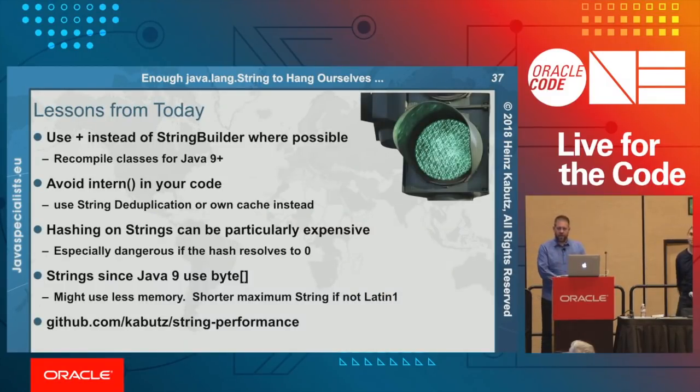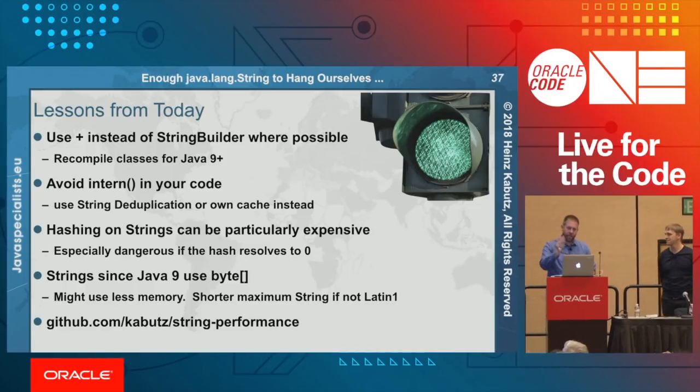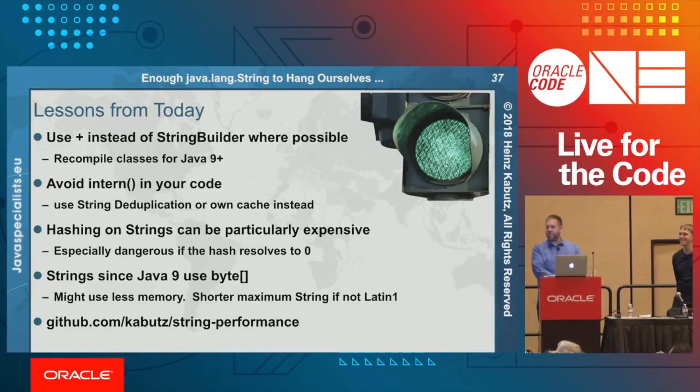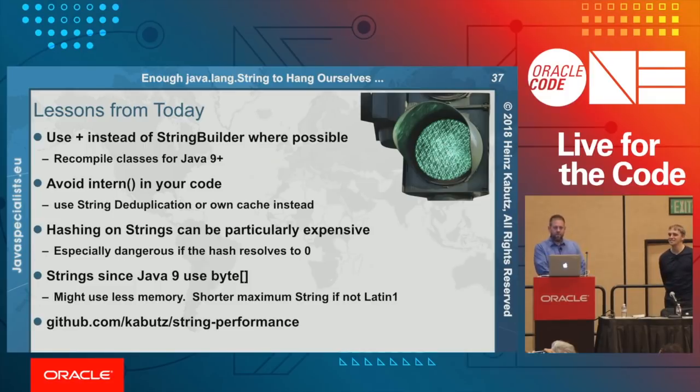So, lessons from today. Don't forget to vote as you walk out. No, forget that. What you need to do is you need to always use plus rather than StringBuilder. Avoid using intern. Remember that hashing can be expensive. Also, strings since Java 9 use a byte array.